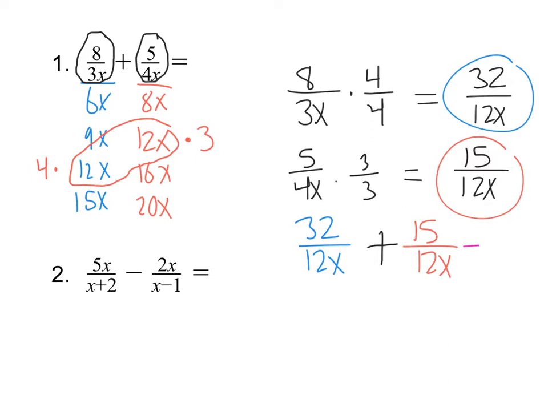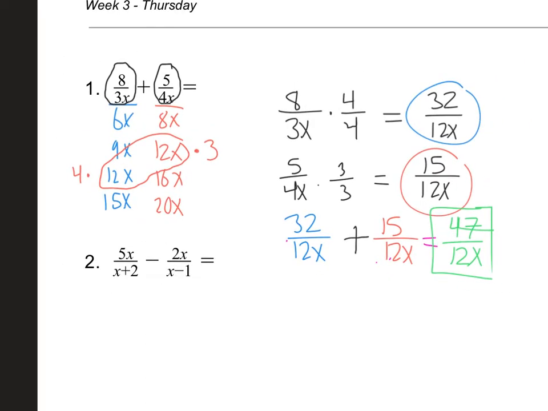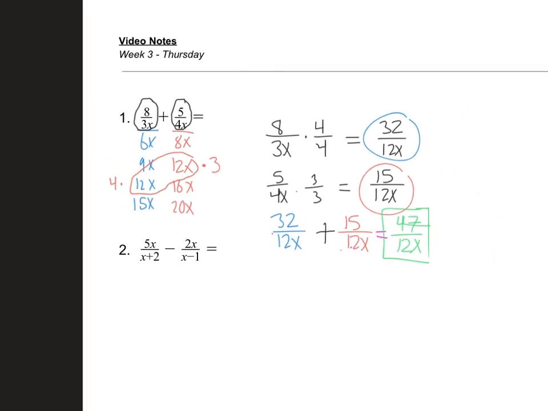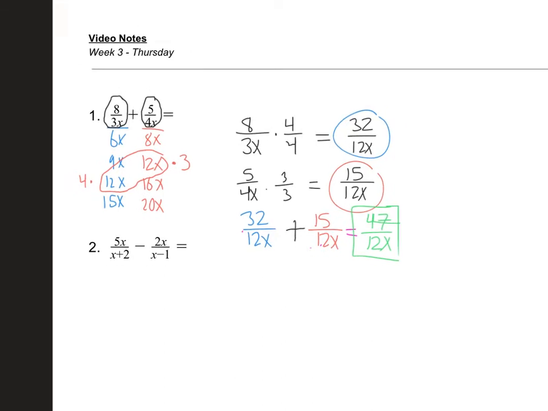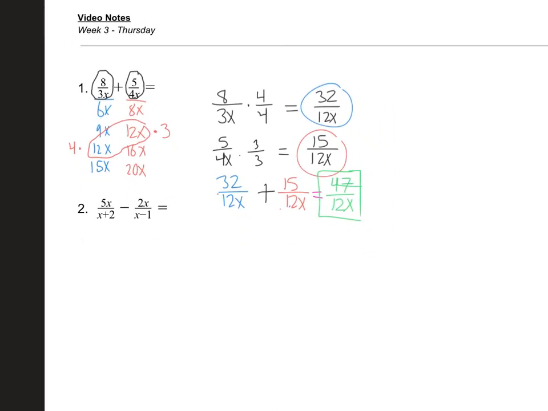So again, guys, now we've got the denominators being the same. Check and check. 12x is equal to 12x. No big deal there. So once we have that, we can just affect the numerators. So 32 plus 15 is going to be 47, and the 12x's will stay the same. So that's going to be it. That's a little compact. Sorry about that. I'll be better as I go on.